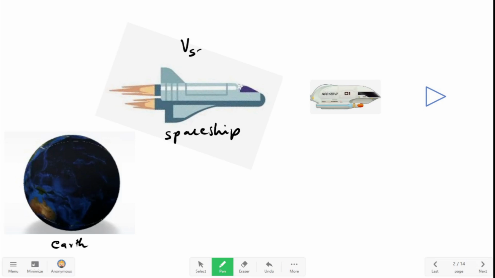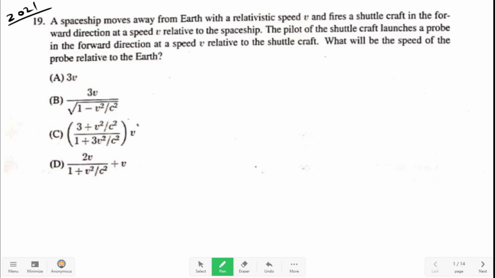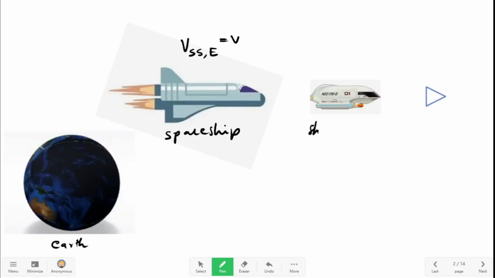Let us denote the spaceship by SS, and the speed of the spaceship with respect to Earth is equal to small v. And it fires a shuttlecraft in the forward direction at a speed v relative to the spaceship. So this is the shuttlecraft, and let us denote the shuttlecraft by SC. Its speed with respect to the spaceship, not with respect to Earth, is equal to v.